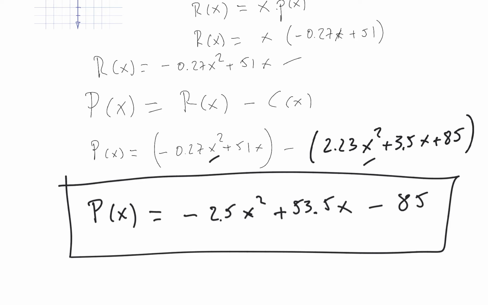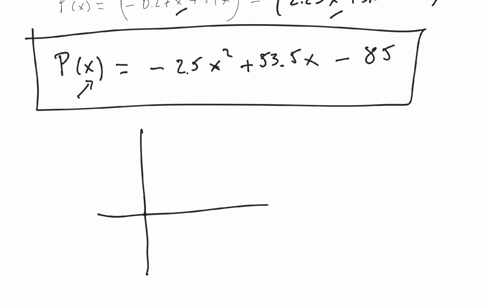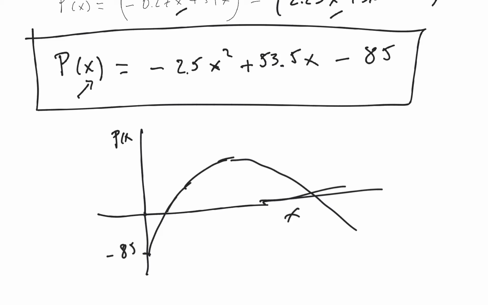So P of X is the profit to sell X units, and this function will have a maximum. This function will do like this. When X equals 0, when you don't sell anything, you lose $85. As you sell more, this is the profit P of X. As you sell more and more, you arrive at a maximum, and later on, the profit decreases. So what is this maximum? Which quantity X do you have to sell to obtain the maximum profit?